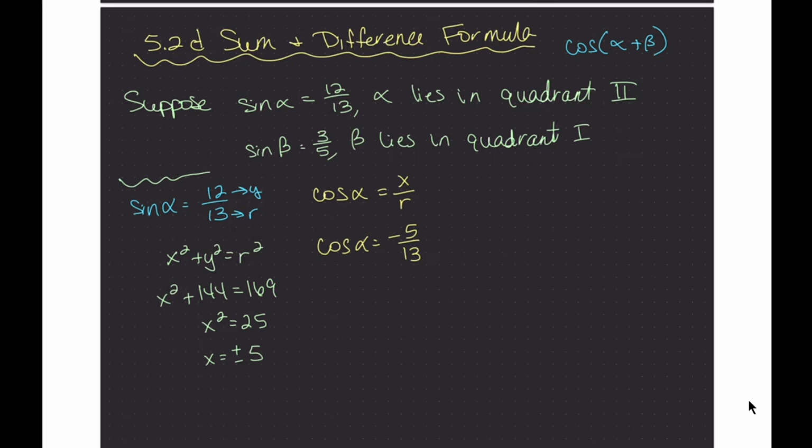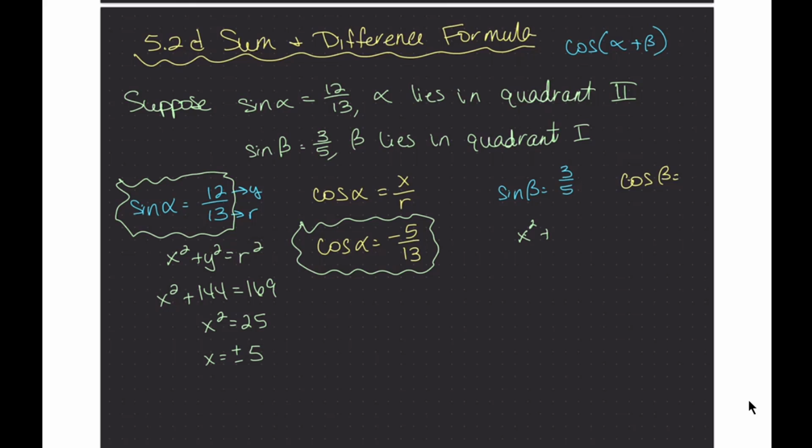So I wanted to know my cosine alpha and my sine alpha. So now guess what I have to do for beta? I'm going to do that same exact thing, but now for beta, right? They gave us that sine beta was 3 over 5, and we need to find cosine of beta. So what are we going to get?